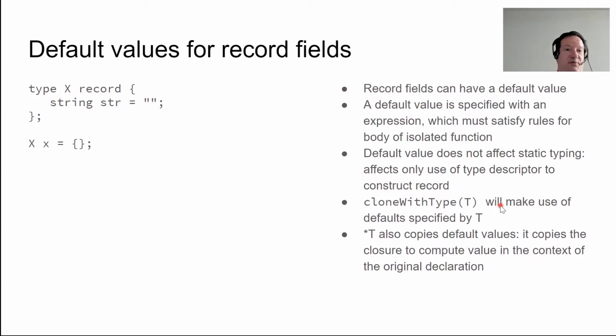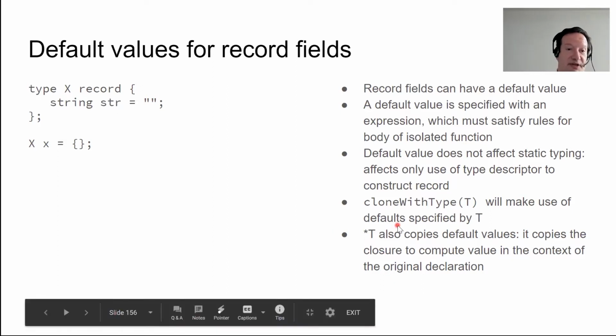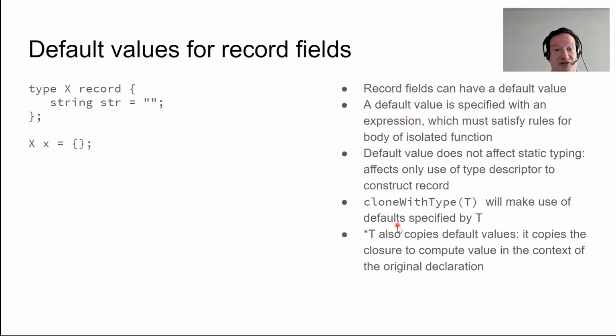And that default value is part of the type descriptor, and basically it's a closure. So that could use variables defined in a module. And when you do star T, that will copy the default values. And what it actually copies is not the literal expressions, it copies the closures. So if this is in one module and this is in another module, and this expression, say, refers to a variable in this module, everything will work properly. Things will refer to the right variable as you would expect.